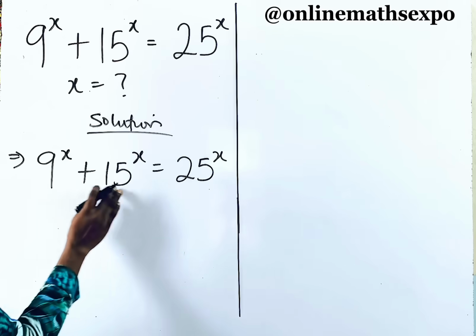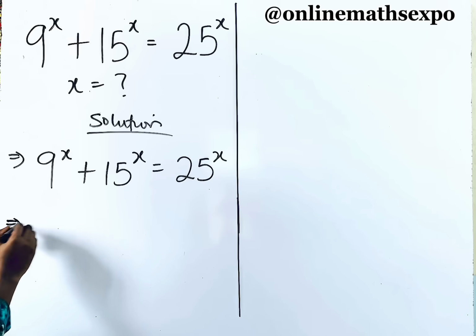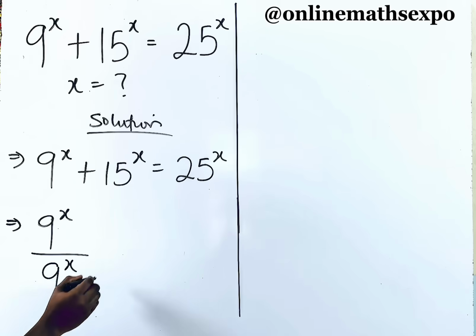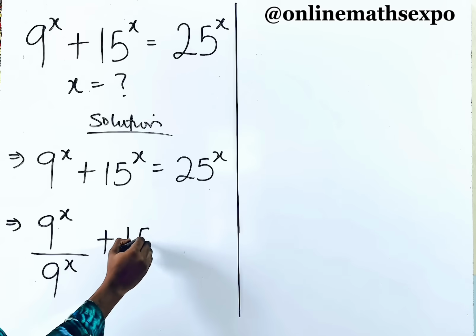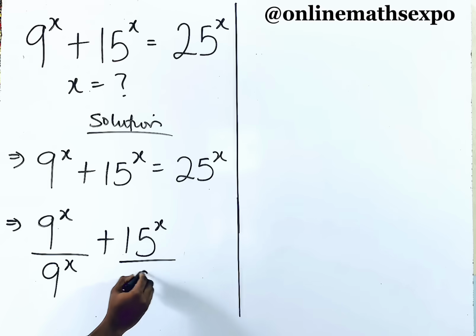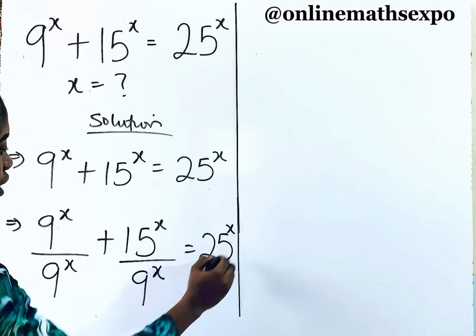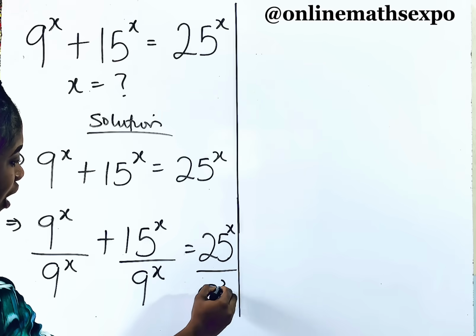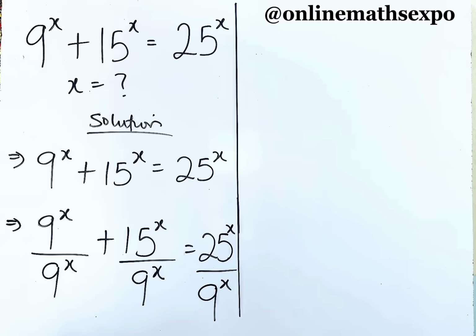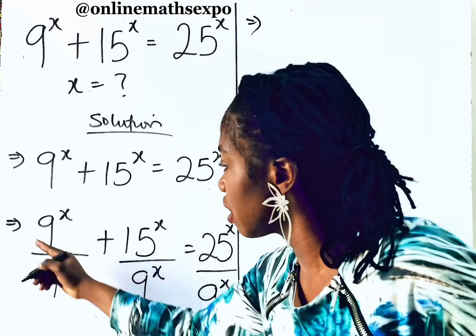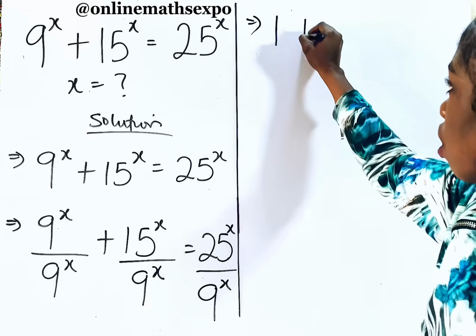So to divide each by this first term, we are going to have 9 to the power of x divided by 9 to the power of x, plus 15 to the power of x divided by 9 to the power of x is equal to 25 to the power of x divided by 9 to the power of x. Now keep dividing. Remember, whenever a number divides itself, it's always 1. So to simplify that, we are going to have 1 plus.